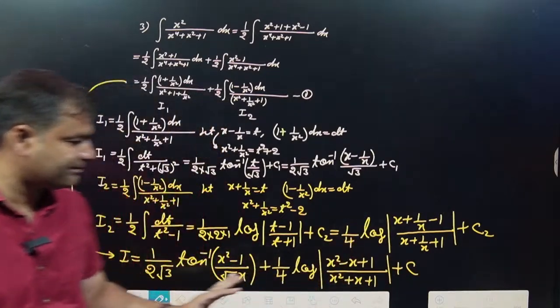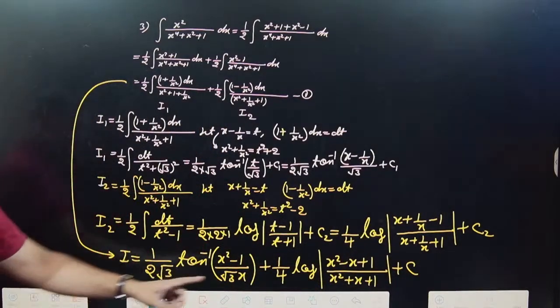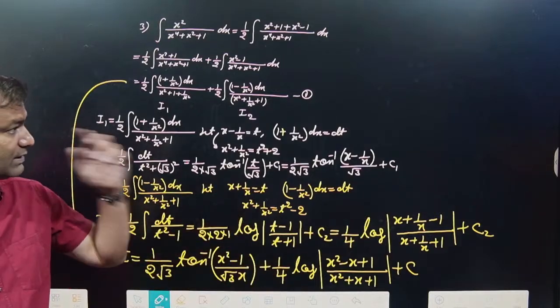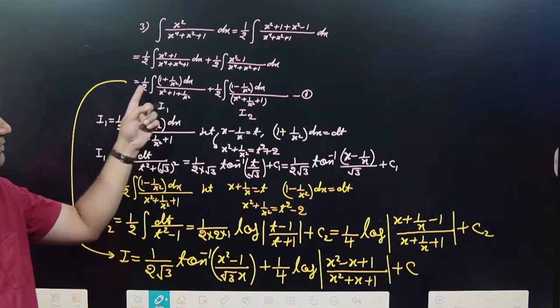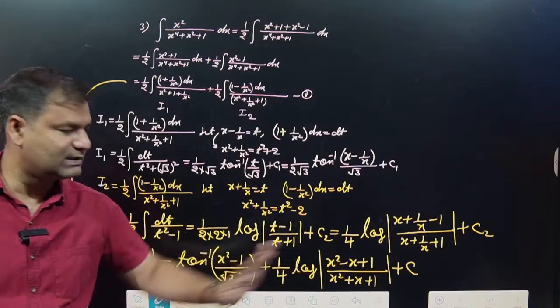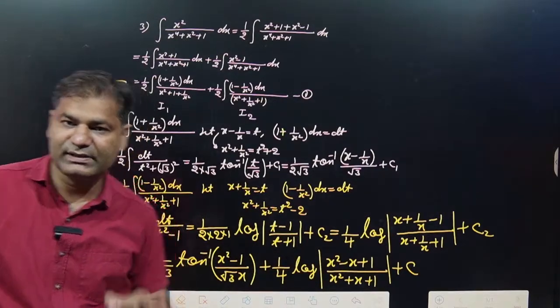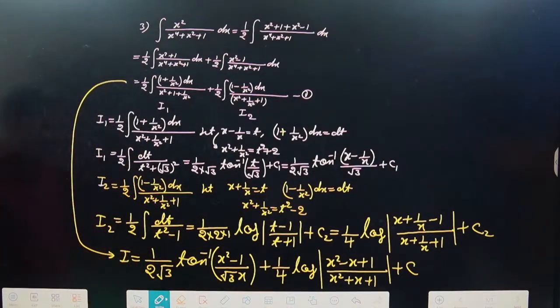After solving, we got like that one. So for I1 and I2, put here in equation number 1, then finally we find the answer like that. If anyone faces any doubt at any step, then comment, I will discuss again. I hope it is clear.